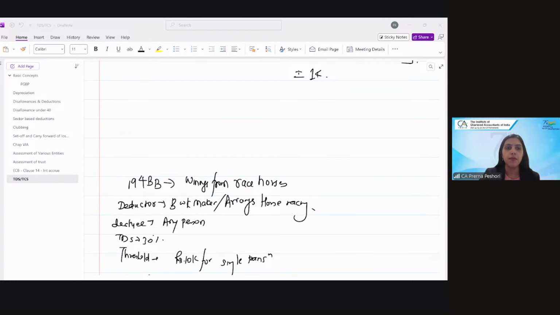Then we have seen TDS sections. In TDS, first we have seen TDS on salaries, section 192. Payer is employer, whether resident or non-resident, and payee is also resident or non-resident. Then TDS is at average rate of tax, at rate in force in the Finance Act, Part 2, Schedule 1, at the time of payment.